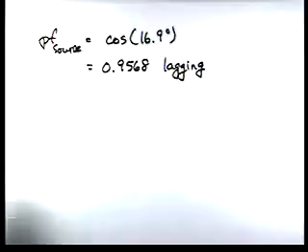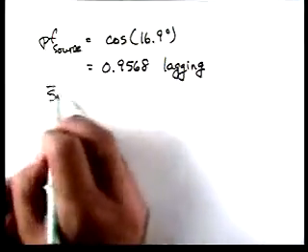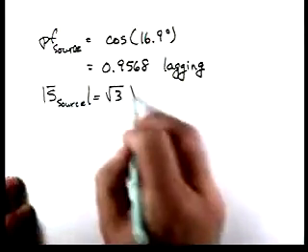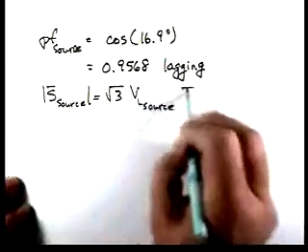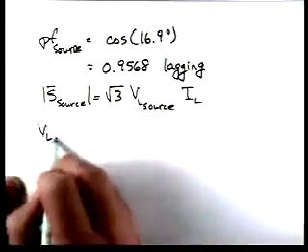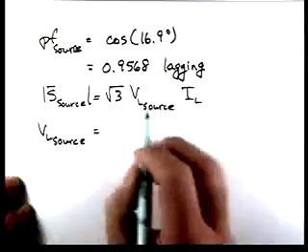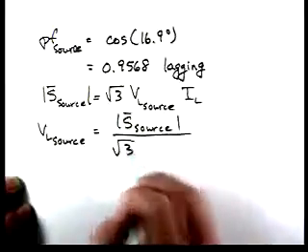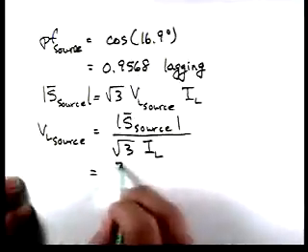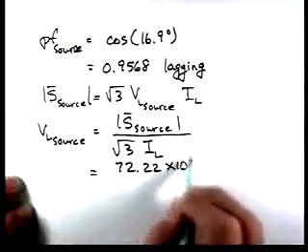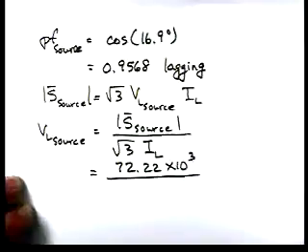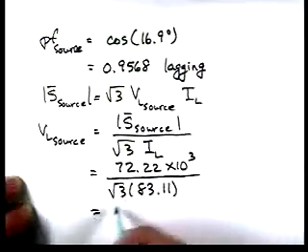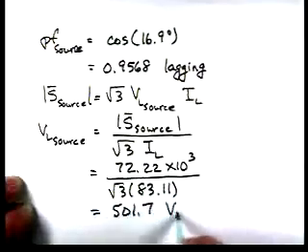Then the magnitude of S for the source is equal to the square root of 3 times V_L at the source times I_L. So now V_L at the source, we have the magnitude of S for the source divided by the square root of 3 times I_L. So we have 72.22 kVA divided by the square root of 3 times 83.11, and that gives us 501.7 volts RMS.